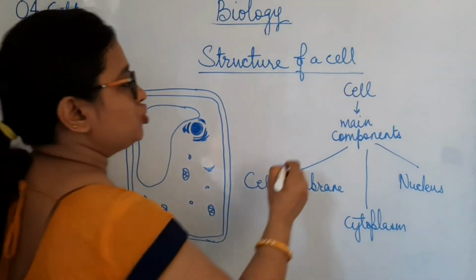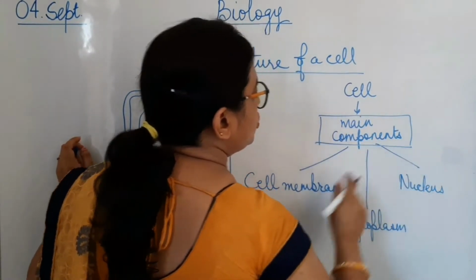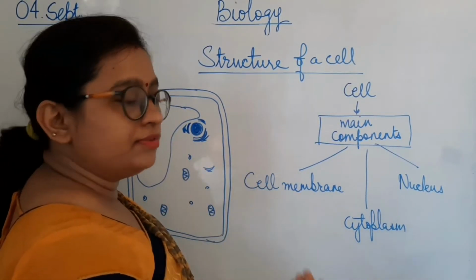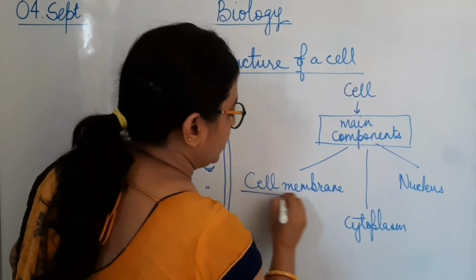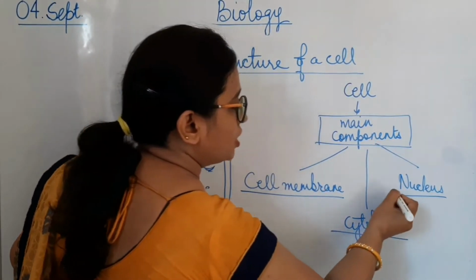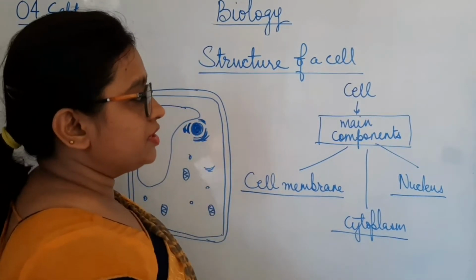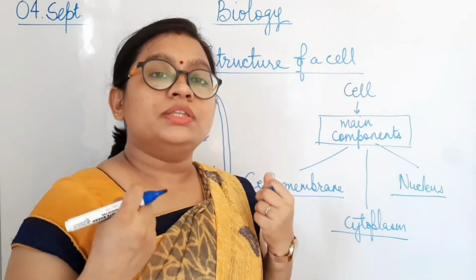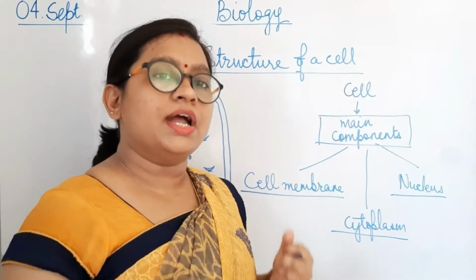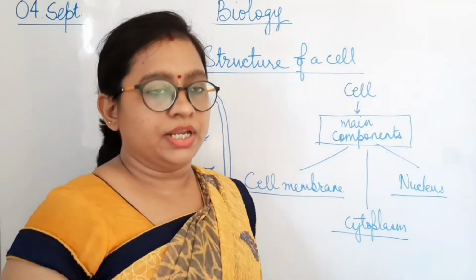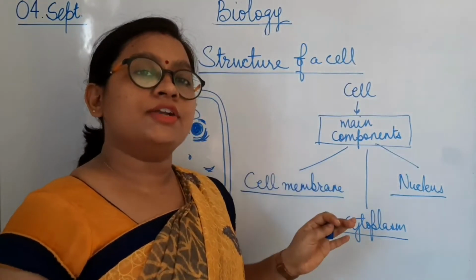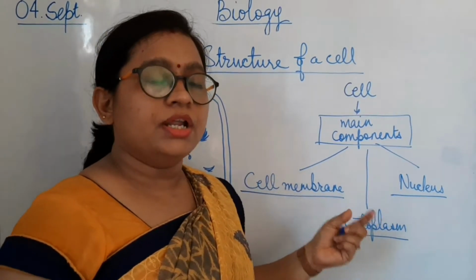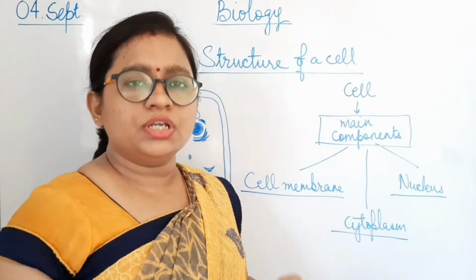So basically there are three main components of the cell which will be present in each and every cell. The cell may differ in many other things, but these three things, that is cell membrane, cytoplasm, nucleus, will be there in each and every cell. Therefore they are called main components, and since they are main components, their functions are very important for the survival of the cell. If any of these is disturbed, definitely that will disturb the survival of the cell. We are going to discuss each and every component, how it looks and what its function is in a detailed manner.